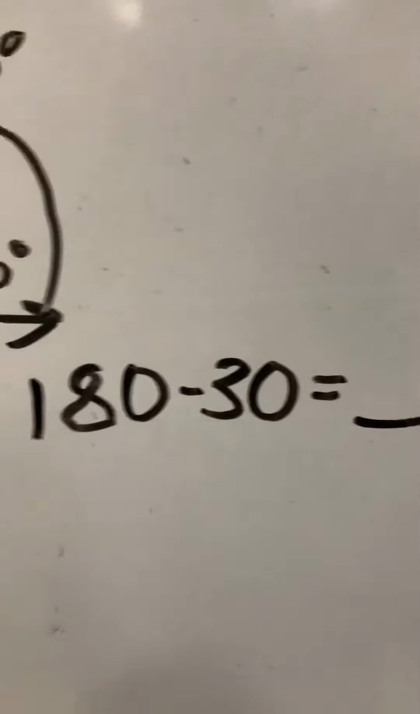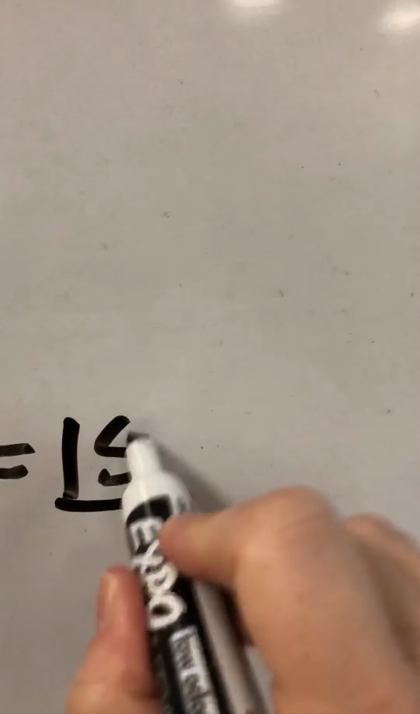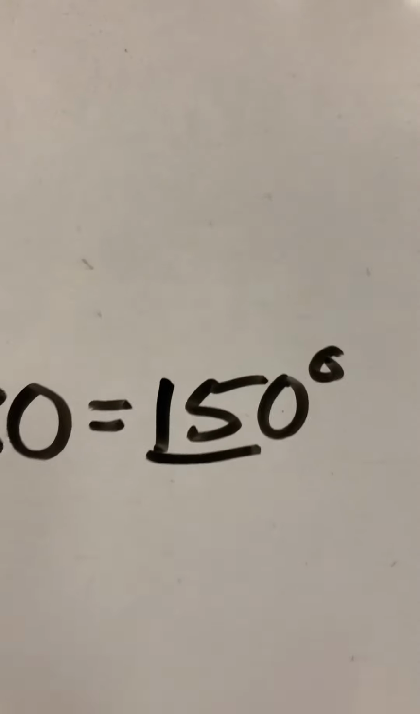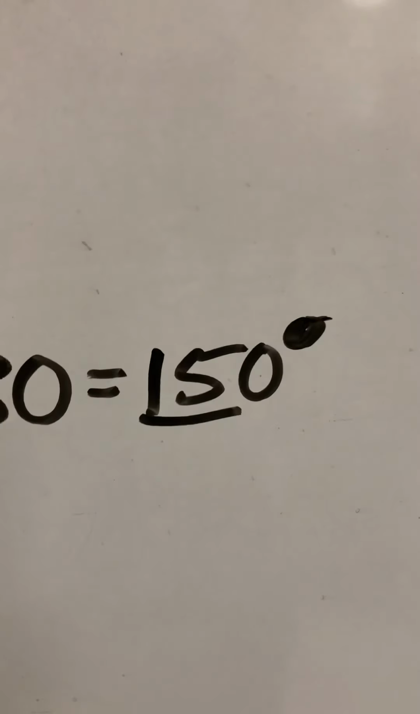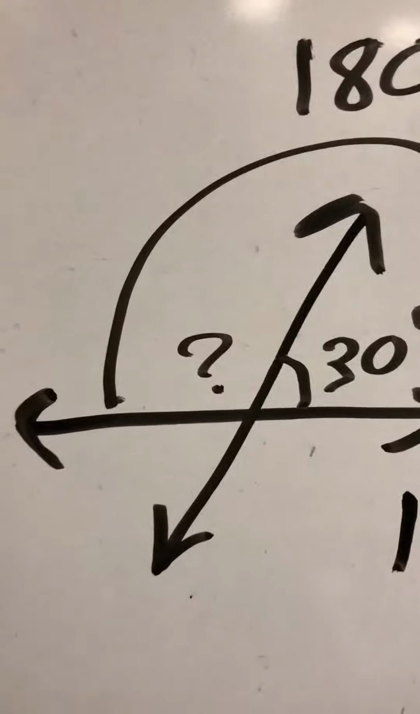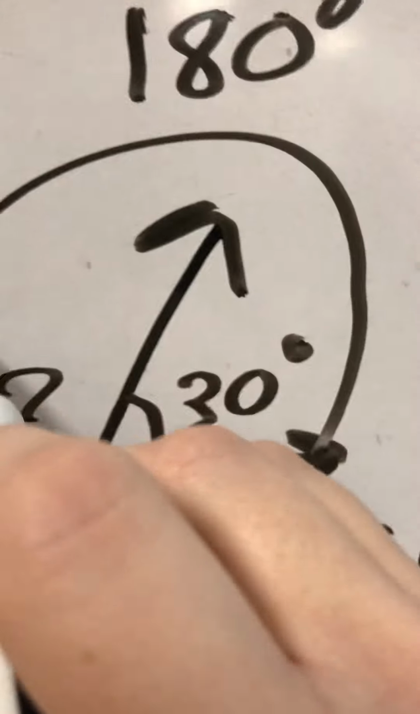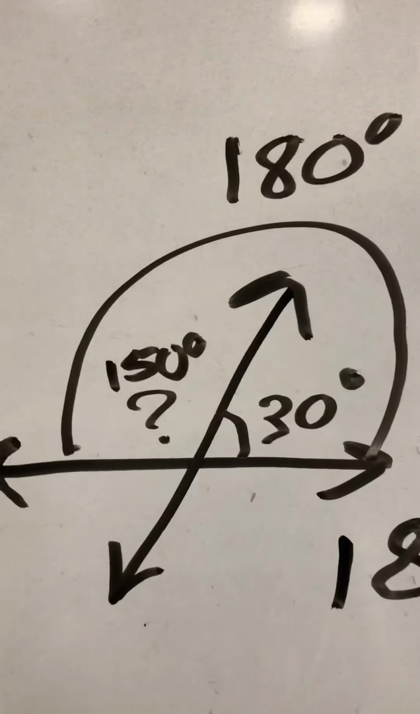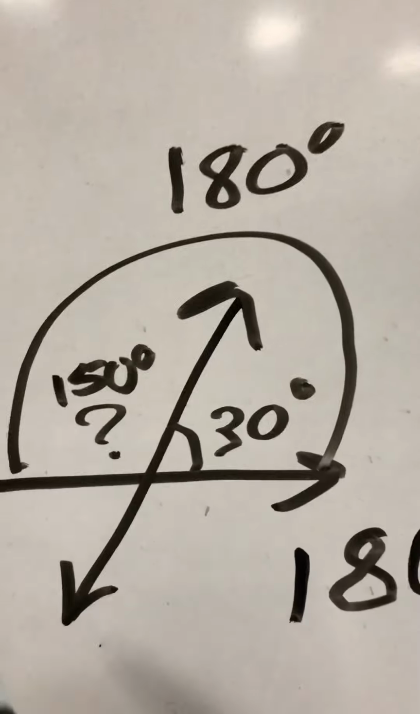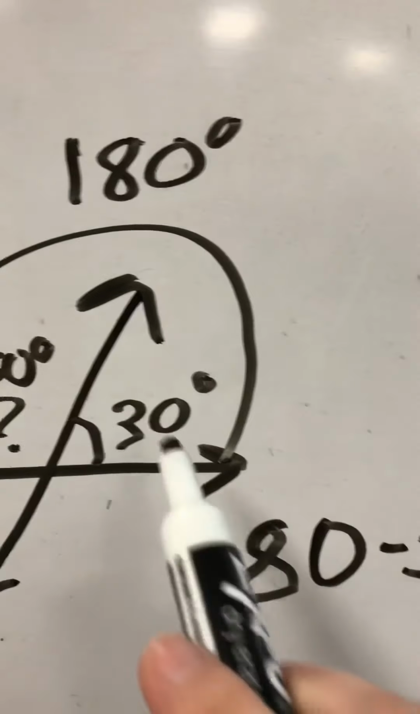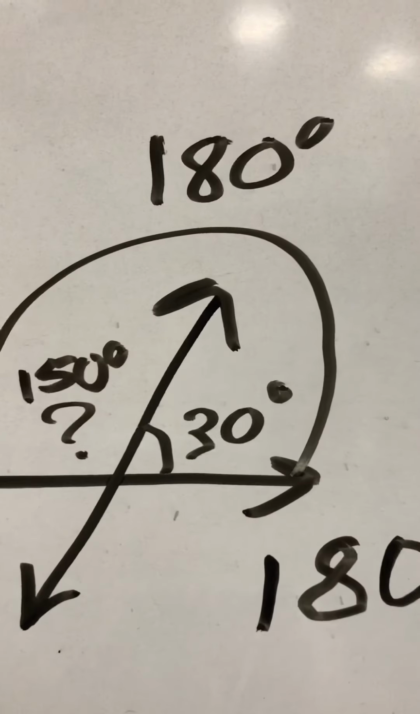And I hope you guys can do this in your head. 180 minus 30 gives us 150. Sorry, that's a degree sign, it kind of looked like a 6. So the answer for the question mark here would be 150 degrees, because the entire straight line is 180, and then you just subtract out that little piece of 30.